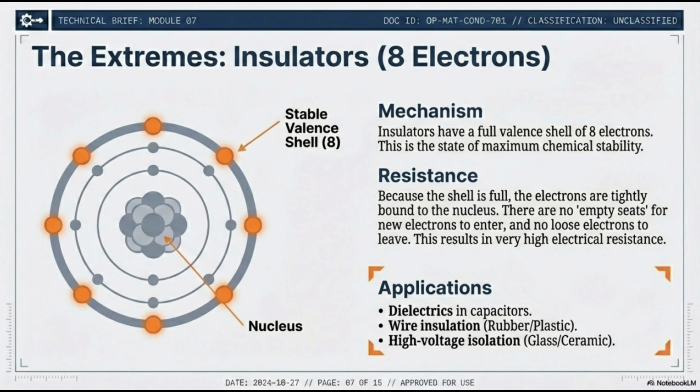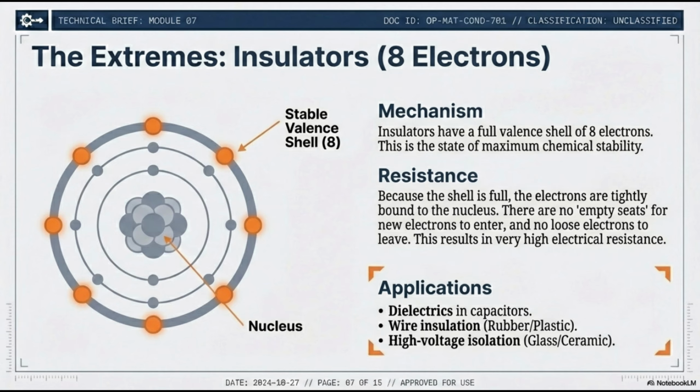So this is going to be a state of maximum chemical stability. It's going to be so hard that at some point it's impossible for us to make one of those electrons move from its atom itself. So we do have the resistance.